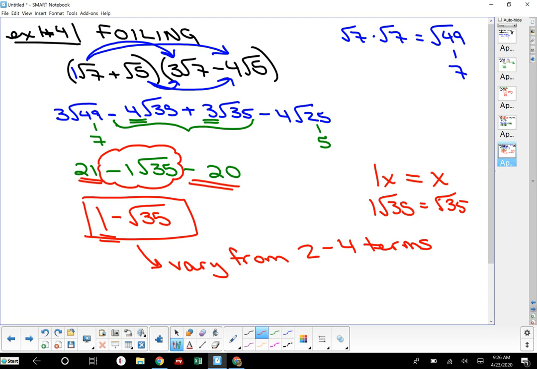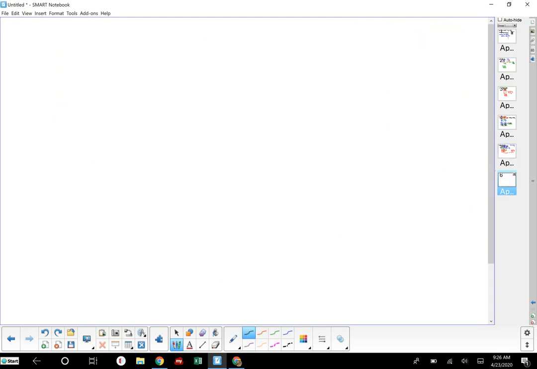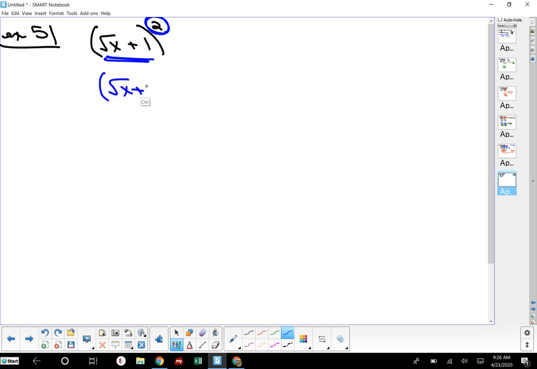Okay, so example number 5. We're going to have 6 altogether. Looks like rad x plus 1 quantity squared. Remember that when you have an exponent, that means that there's that many, there's 2 of these. So you guys should rewrite this as rad x plus 1 times rad x plus 1.